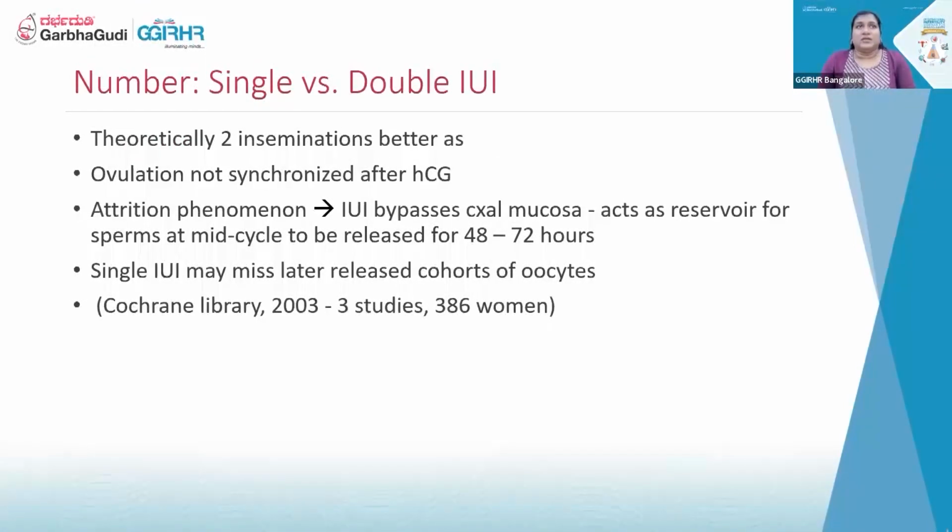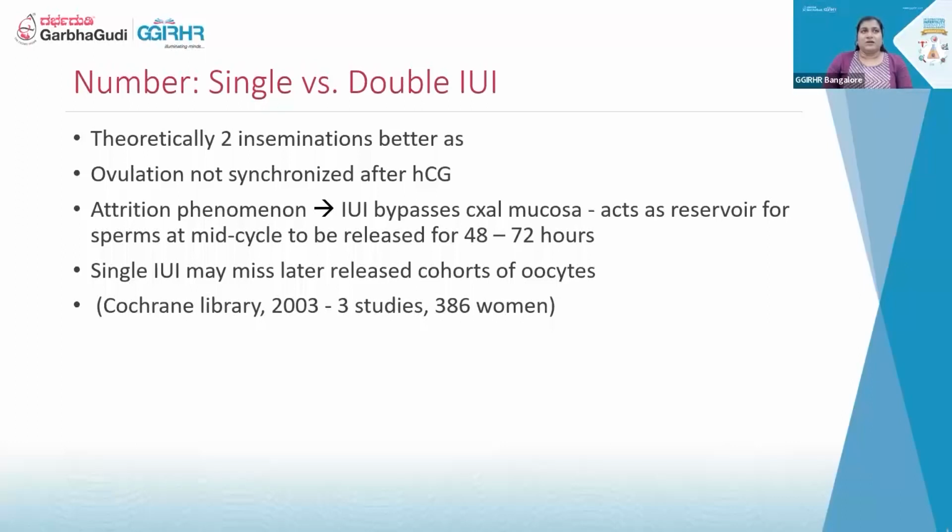Single versus double IUI. Theoretically, there are advantages with double IUI because ovulation may not be synchronized if 1 or 2 follicles are there. Ovulation is not going to happen exactly at the same time. It may not be synchronized with the HCG we are giving.